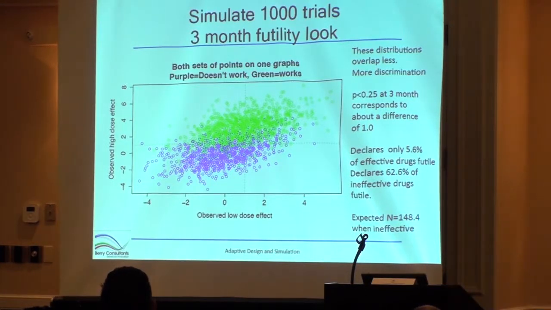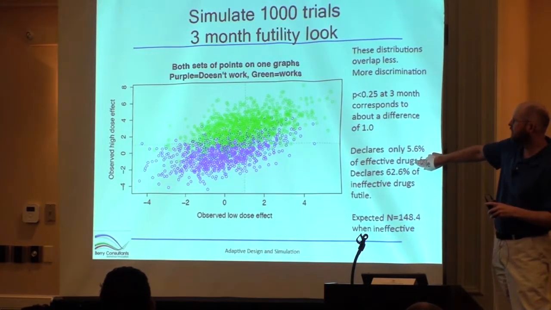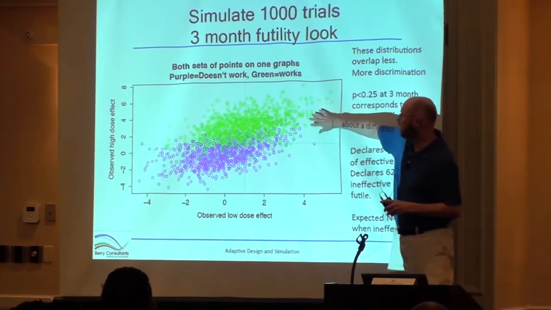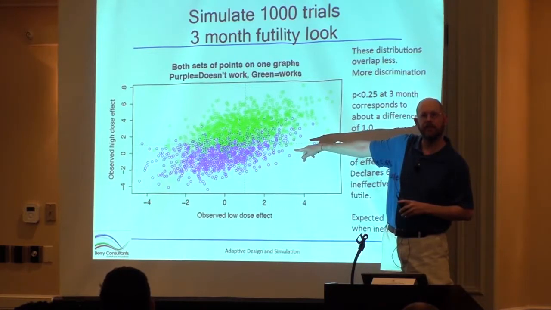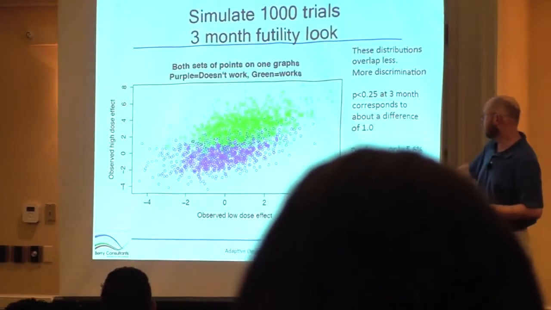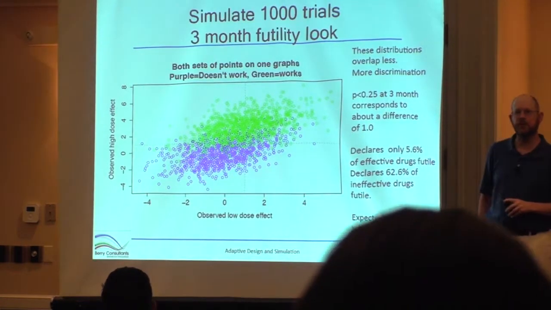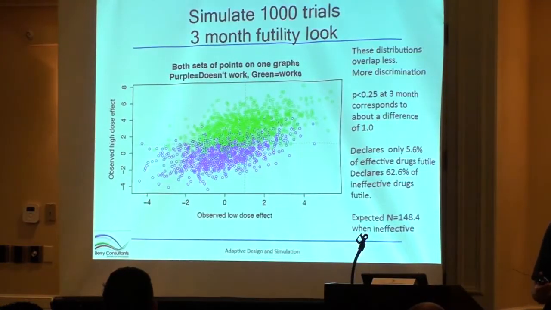So if you look at this, if the drug is actually effective, only 5.6% of the effective drugs are canceled. So out of the 1,000 green dots here, 56 of them are where you kill the trial. So simple estimate: if the drug actually doesn't work, so if you're in the purple dots, 62% are stopped at that point. So I'm not getting rid of good drugs, but I am stopping a fair amount of bad ones.